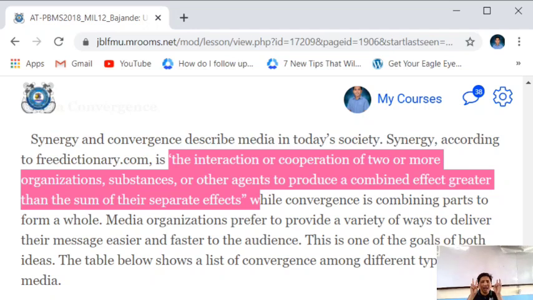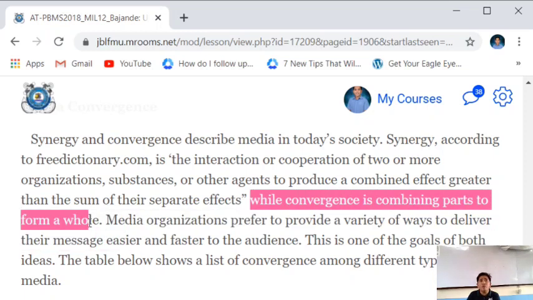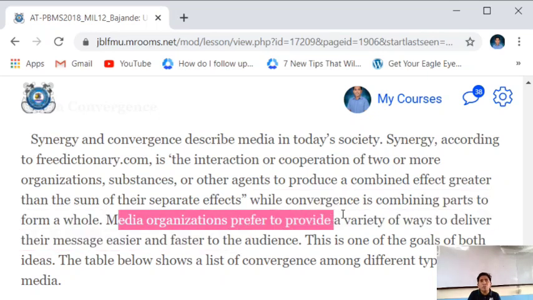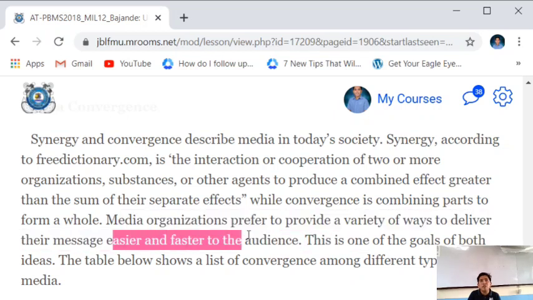Though may pagka-similar lang sila sa convergence, pero there is a slight difference. While convergence is combining parts to form a whole. Okay? So, amo naman yung class ya, ang combining different parts to form a whole. Okay? They can be similar with each other. For example, ari pa siya, media organizations, okay? Media organizations prefer to provide a variety of ways to deliver their message easier and faster to the audience.